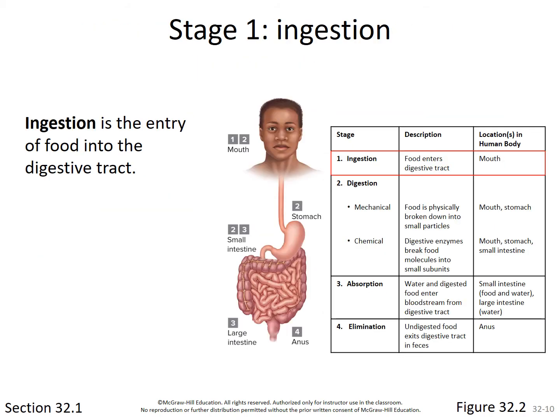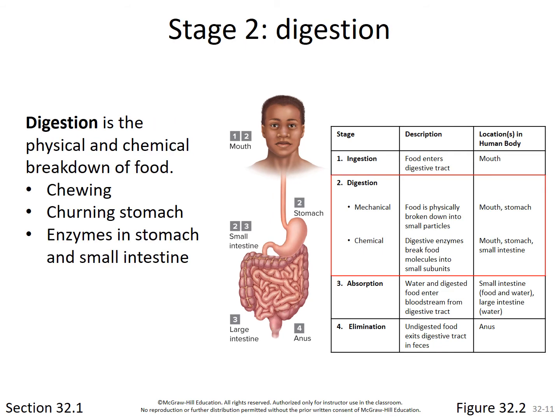The first stage is ingestion, which is the entry of food into the digestive tract, and in humans, that location is the mouth. The second stage is digestion, which is the physical and chemical breakdown of food. Now, this is where most of the rest of the digestive system is actually involved. So you're going to see both mechanical and chemical digestion.